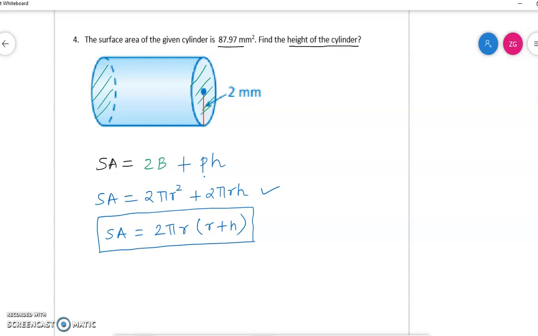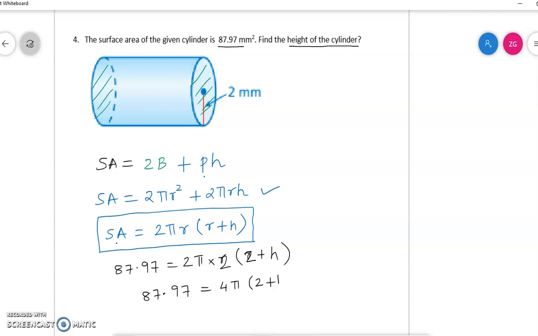Now let's substitute the values that are given to us. The surface area is 87.97 equals 2 times pi, and the radius is given to us as 2, and the height is unknown, so in the bracket h. So 87.97 equals 2 pi times 2, which is 4 pi, into the bracket 2 plus h.